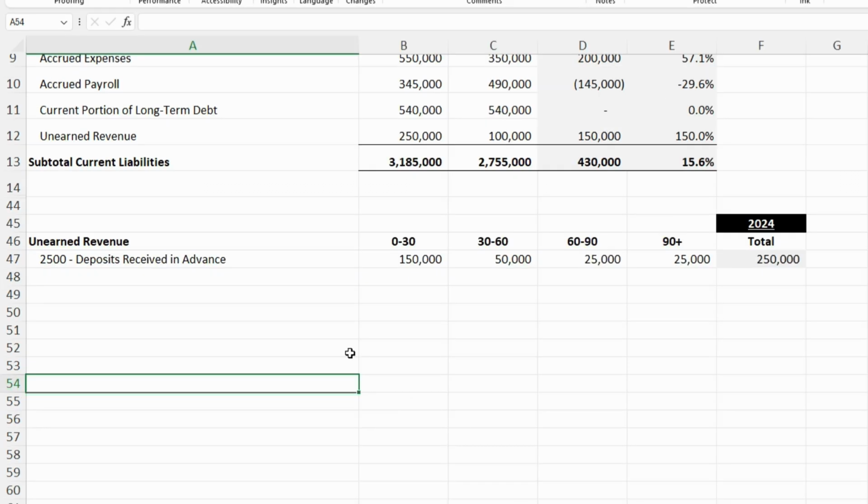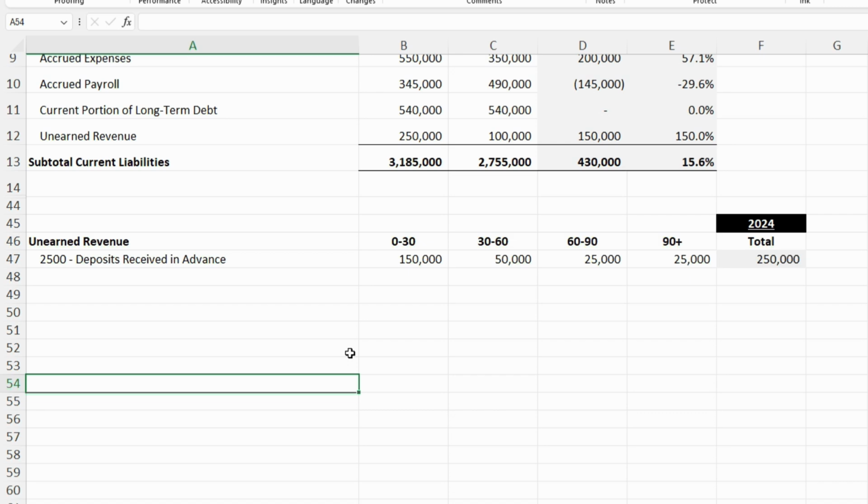And our last category is going to be unearned revenue. We're using GL account 2500, deposits received in advance. These are customers and clients that have given us money ahead of receiving their goods and services. So we have not earned the revenue associated with the cash. So that's why it's a liability.